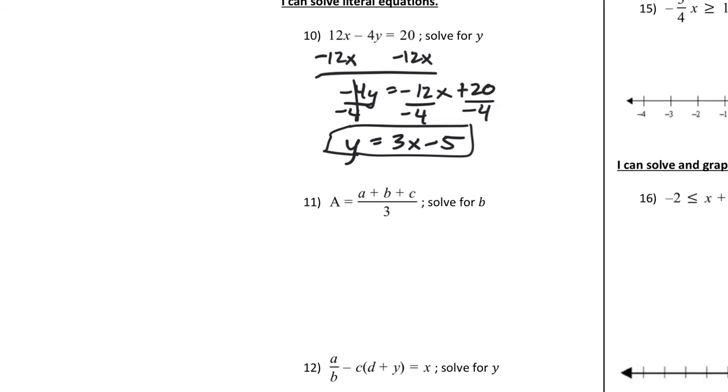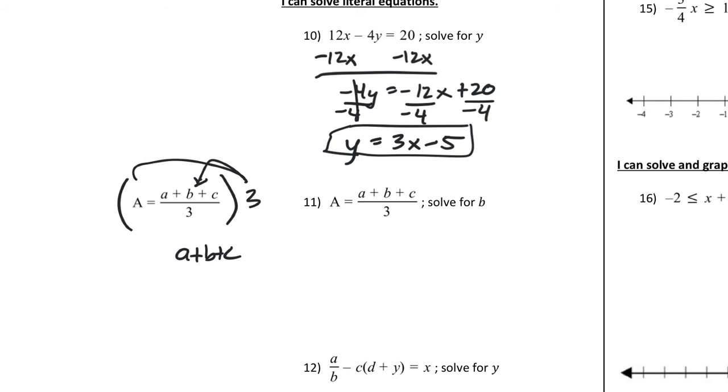Solving this one for b, I think I'm going to have to write this, copy it over here. Okay, so I would multiply both sides by 3. When I multiply this by 3, I just get a plus b plus c. Okay, and then this right here is 3 times big A.